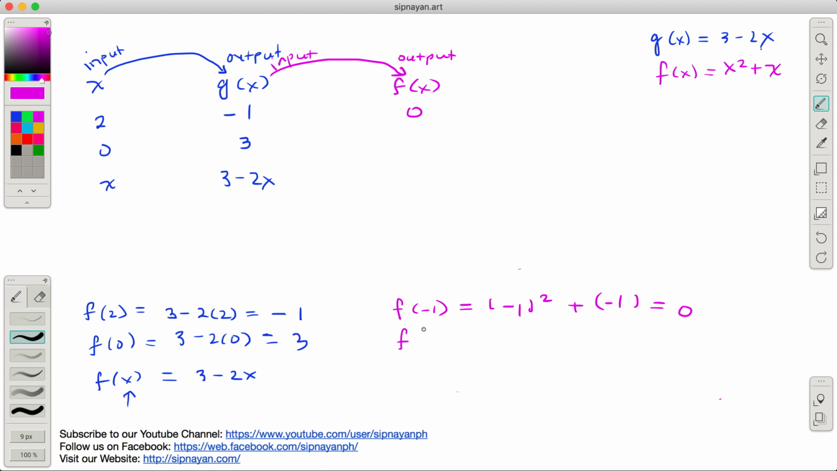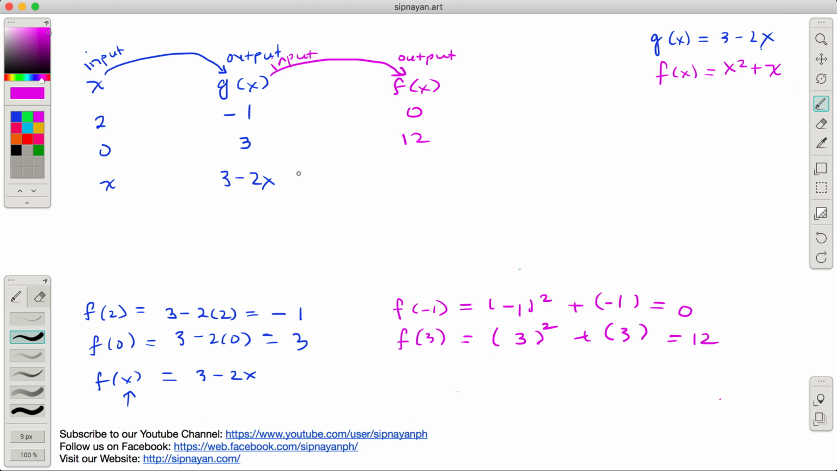What about 3? F of 3. Okay? So, this is square ko yung nandito sa una. And then I have a plus. And then I have x here, whatever my x. So, I have 3, di ba? So, 3 squared plus 3, which is equal to, this is 9 plus 3, this is 12. So, if my input is 3, my output is 12. No?